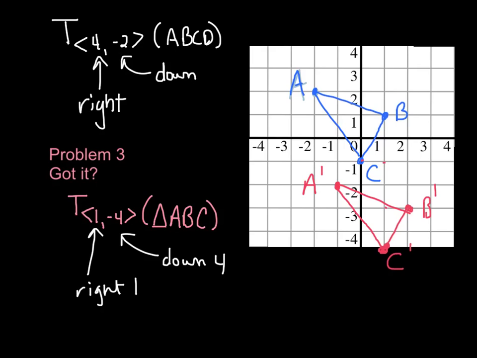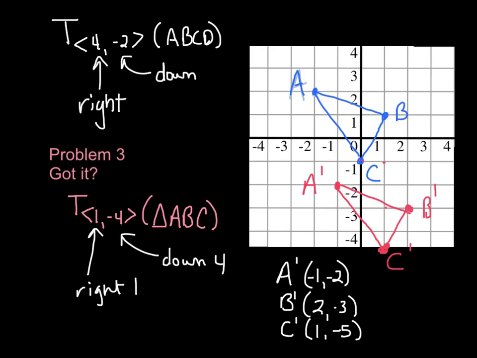And we need to write the coordinates. So we would say A prime is the coordinate -1, -2. B prime would be 2, -3. And C prime would be 1, -5.